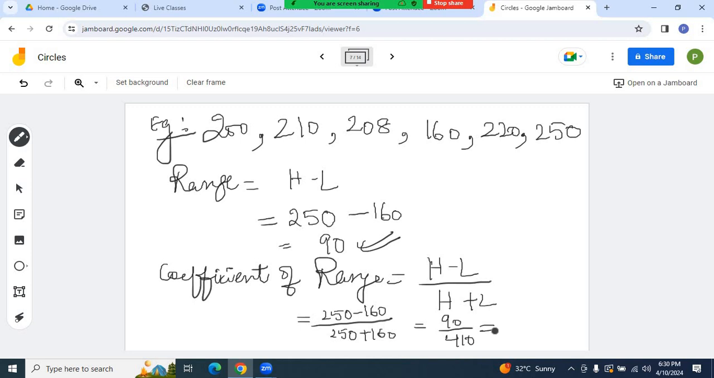So if I divide using the calculator, 0.22. Okay. So 0.22. 0 point something is less only. So as the coefficient is less, there is less variation. As the coefficient goes on increasing, there is more variation. This is the basic meaning of coefficient. We check the variations through coefficients. So this was the case of individual series.